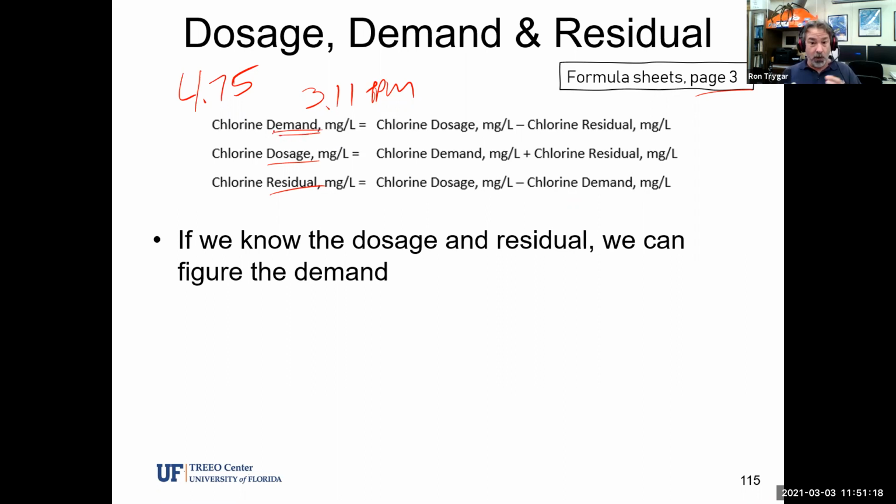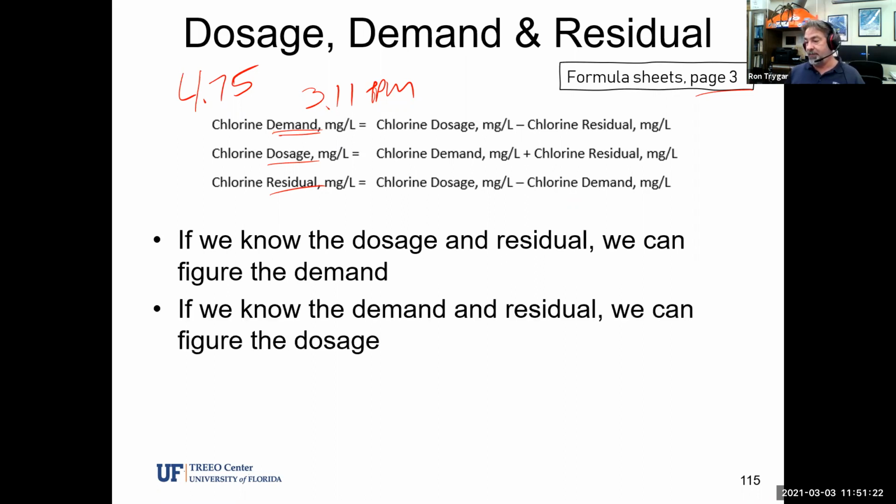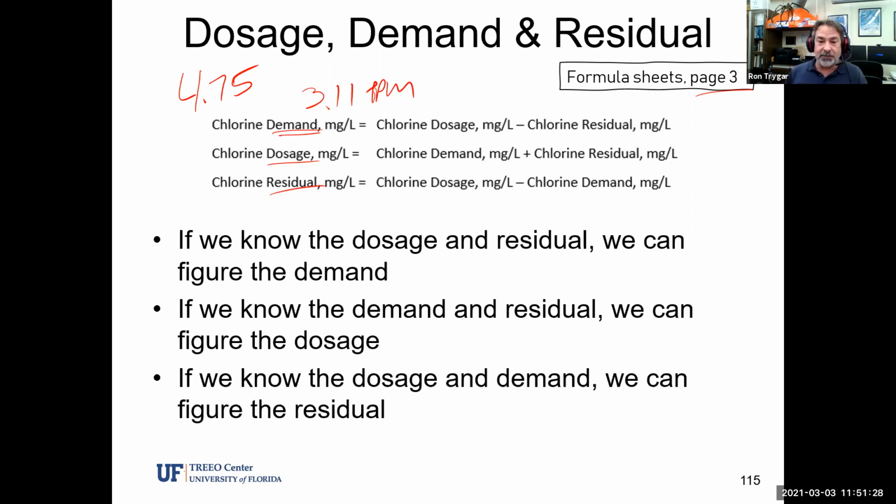We can figure out what is actually consuming the chlorine inside the pipeline. That's what we're going to figure out from here. We're going to also be able to figure out the dose. We can also figure out the residual. We can figure out any part of this if we just know a few pieces of information.